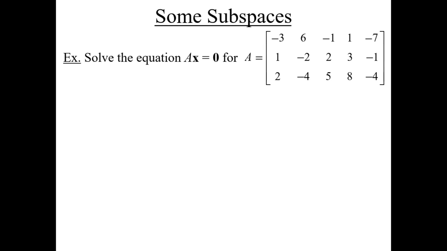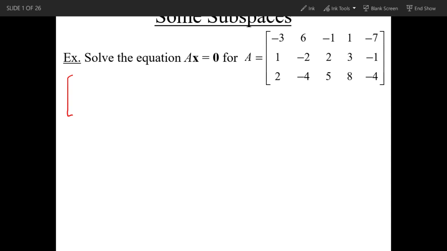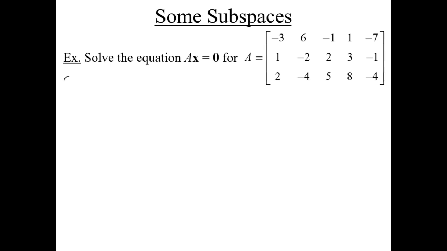So first off, let's just consider this problem. Let's say we want to solve this equation Ax equals 0 for this matrix A. So set up the augmented matrix. There we go. Okay, so set up the augmented matrix. So -3, 6, -1, 1, -7, 1.